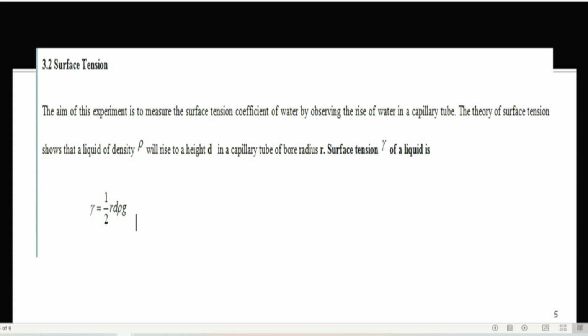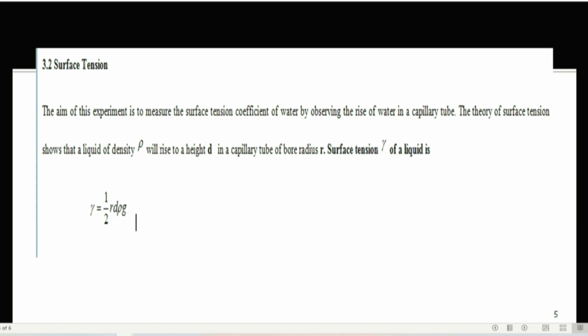Now surface tension, gamma, as you have it, we use gamma to represent it, is obtained by saying gamma equals half r d rho g: half multiplied by r, the bore radius of the capillary tube, multiplied by d, that's the height, multiplied by rho, that's liquid density, and finally multiplied by g, acceleration due to gravity. With this, you can determine the surface tension of a liquid.